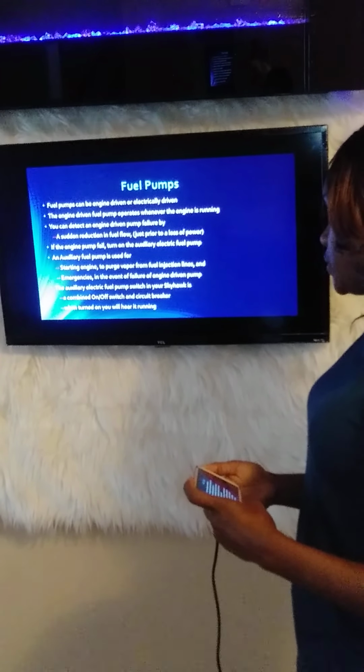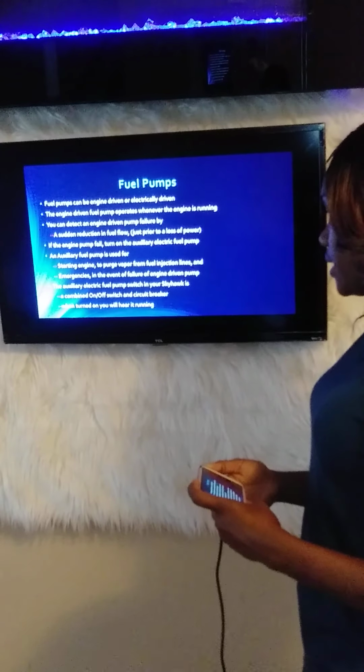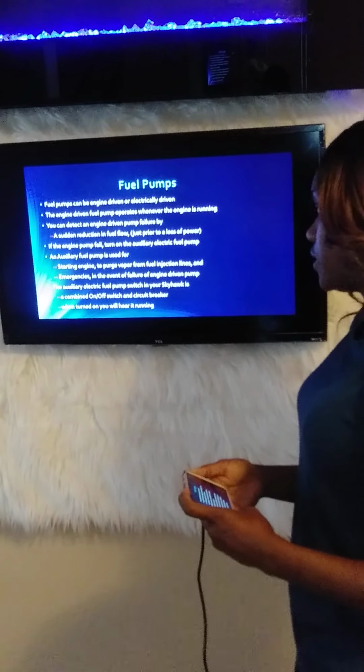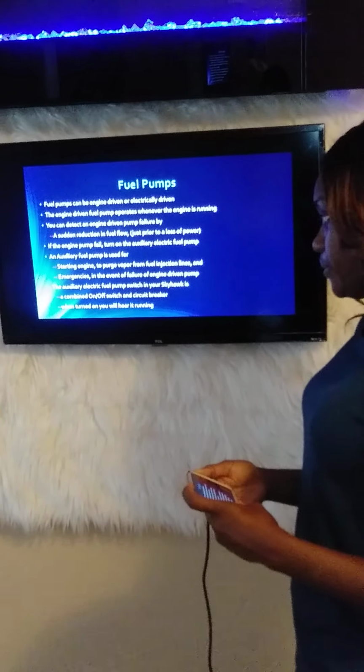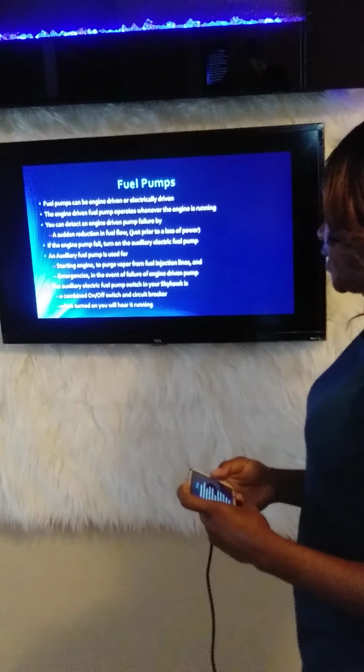The auxiliary electric fuel pump switch in your Skyhawk is a combined on-off switch and circuit breaker. When turned on, you will hear it running.